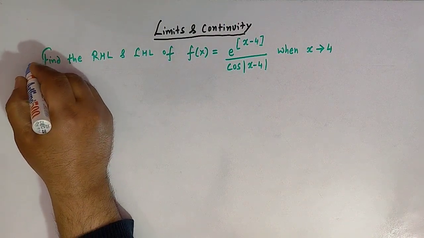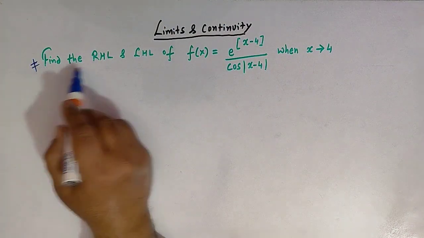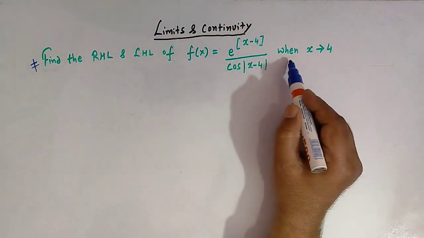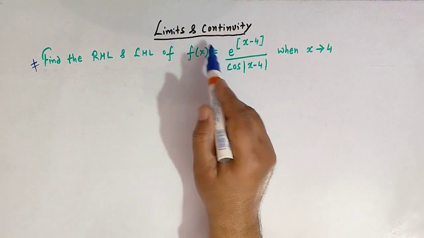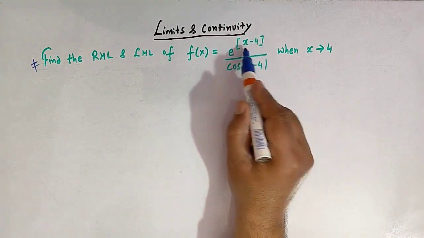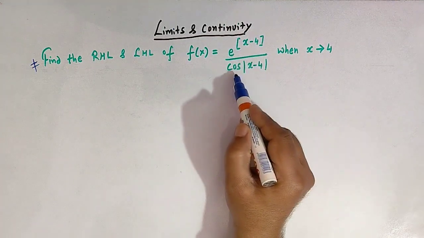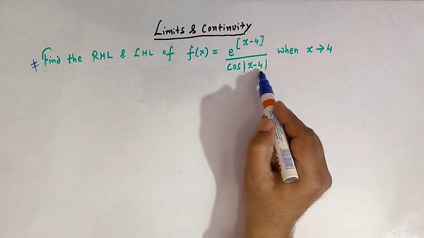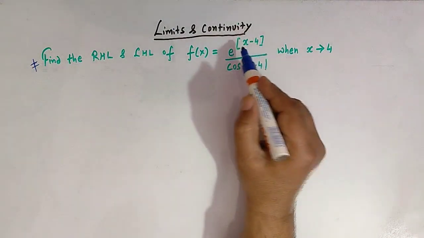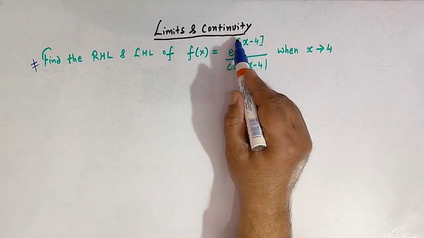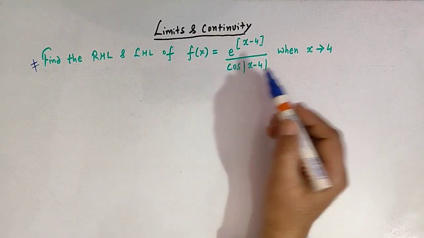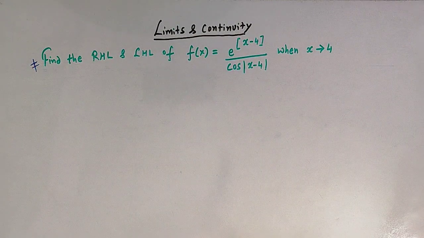So here our problem is to find the right hand limit and the left hand limit of this function when x tends to 4. So here the function f of x is equal to e raised to greatest integer of x minus 4 divided by cosine of mod of x minus 4, right? So here we see that both the important functions, that is greatest integer function and the mod function, are involved, right? And here e is the exponential number.